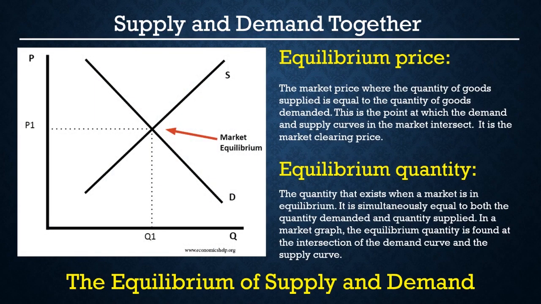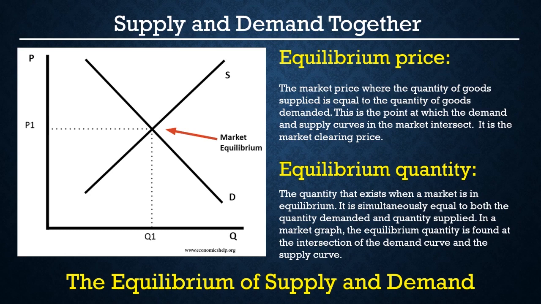So let's get some definitions out of the way. Equilibrium is a situation in which the market price has reached a level where the quantity supplied is equal to the quantity demanded. It's where the supply and demand curves intersect. Get it? Equilibrium price, as you can see up here, is the market price where the quantity of goods supplied is equal to the quantity of goods demanded. This is the point at which the demand and supply curves in the market intersect. It's the market clearing price.